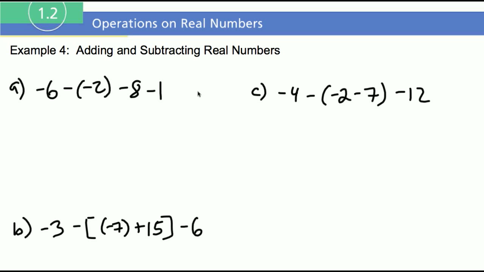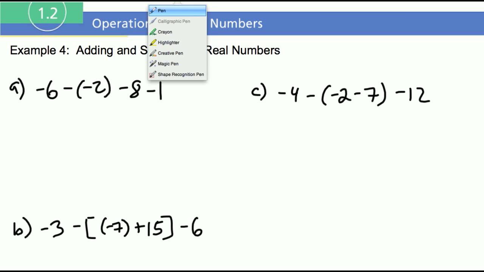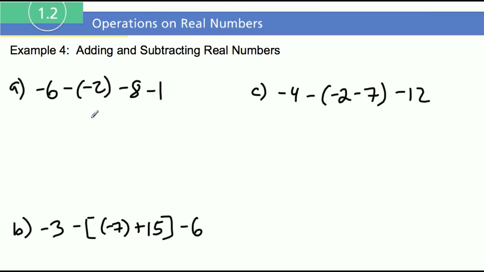Alright, so let's go ahead and take what we learned from the first three examples, and now we're just going to combine these with the combination of subtraction and addition here, okay? Let's check this out then. So we have negative 6 minus a negative 2 minus 8 minus 1.